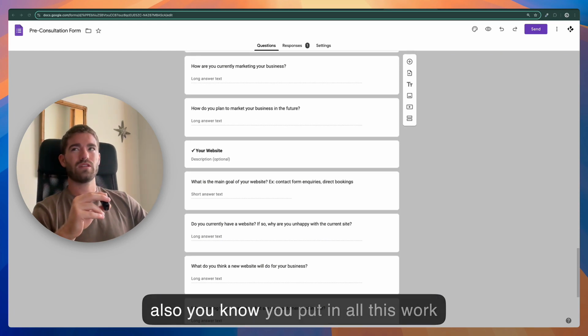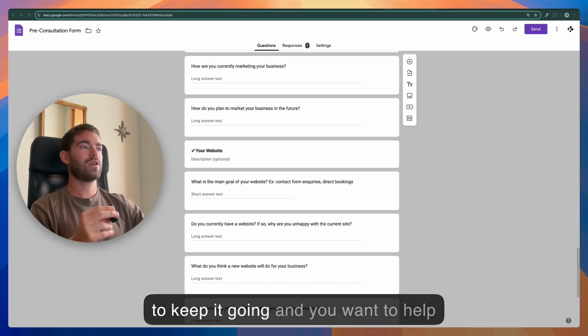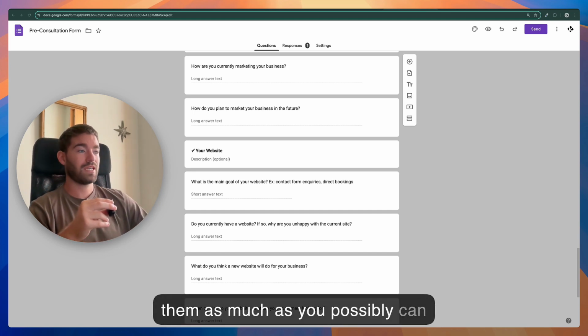And you put in all this work at the start and you build this relationship with the client. You want to keep it going and you want to help them as much as you possibly can.